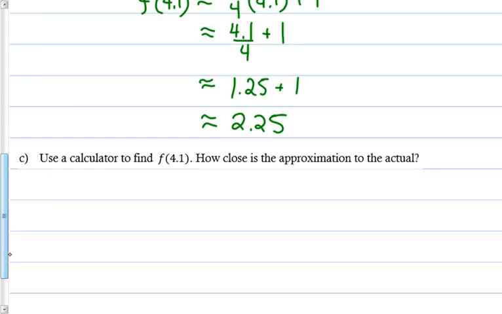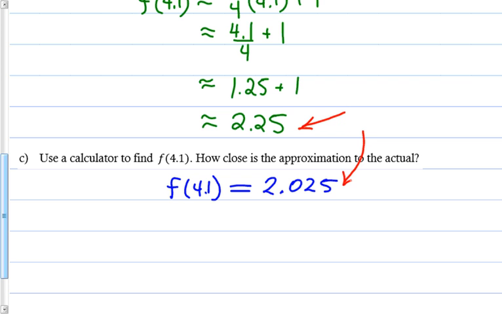All right, so C, use a calculator to find f of 4.1. So now I'm asking you to use a calculator, and obviously it'll be equal, and this is what you should get. It says how close is the approximation to the actual? Okay, so here my margin of error is a little big, but if you look at them, this would be a good approximation for this. Some of the problems are way better, way closer. Some of them sometimes are even accurate, like right on the money.